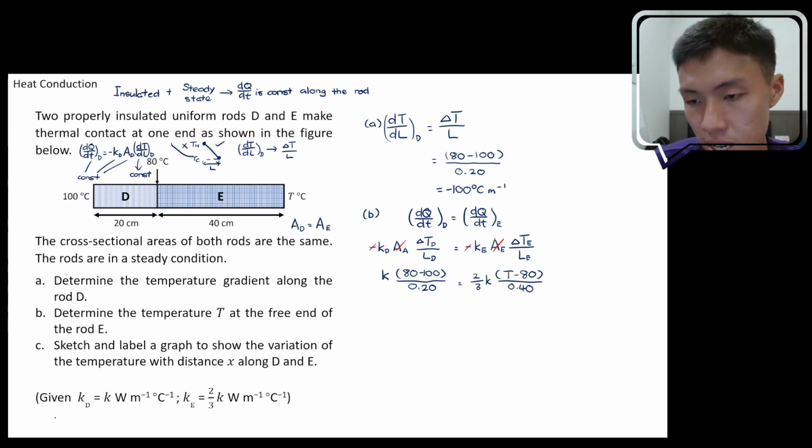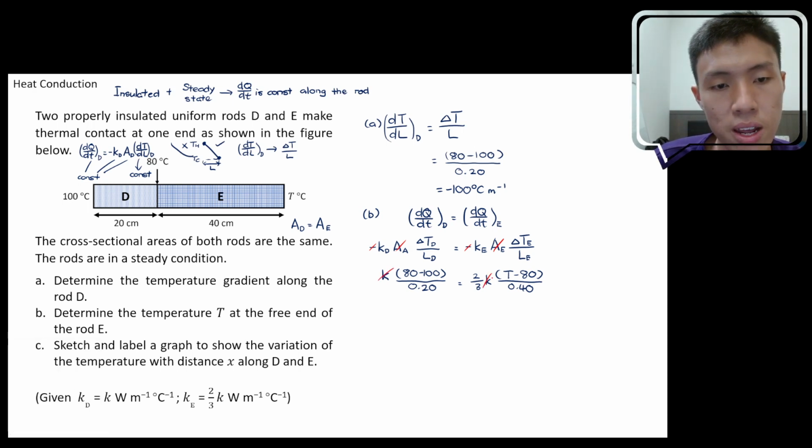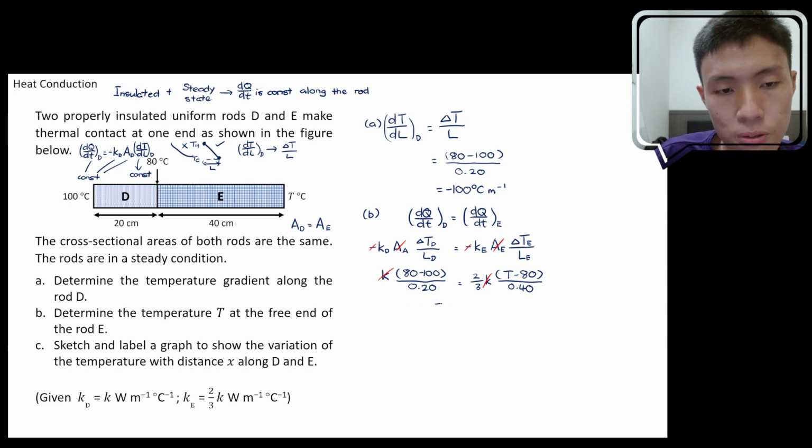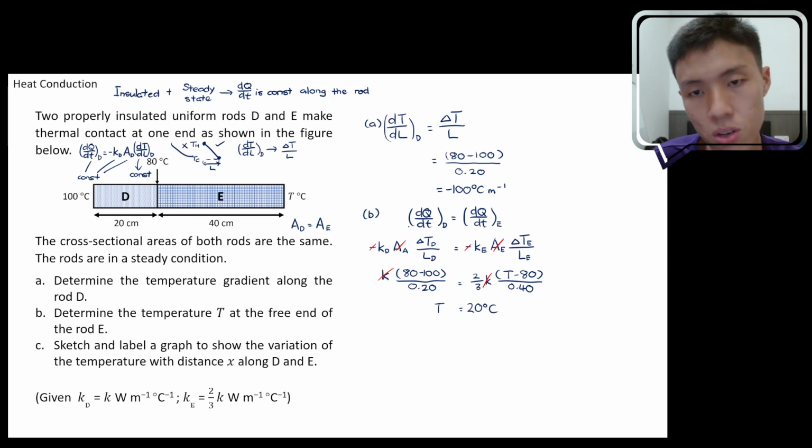Again, you can see that they share k on the left and right hand side, so k can be crossed off, and now you are left with one unknown, which is the temperature at the right end of rod E. If you do your calculation carefully using your calculator, solve for X, you can get your temperature to be equal to 20 degrees Celsius. So that means the colder end, or the right end, of rod E has a temperature of 20 degrees Celsius. I hope everything is clear until now.